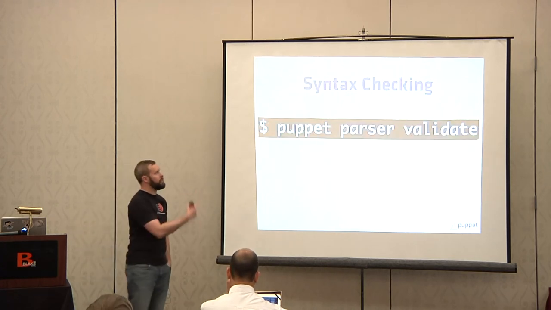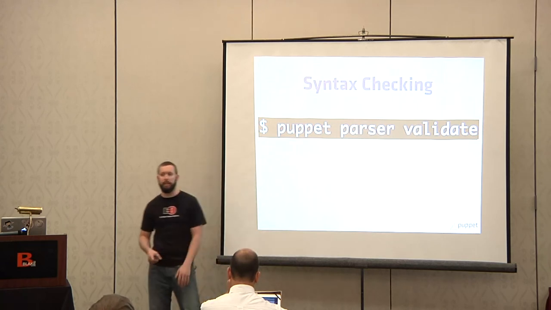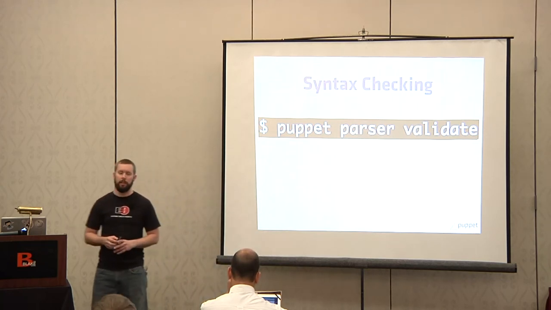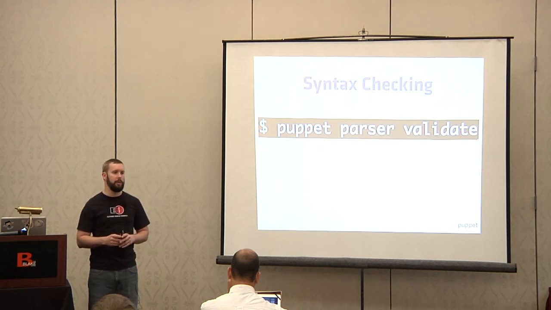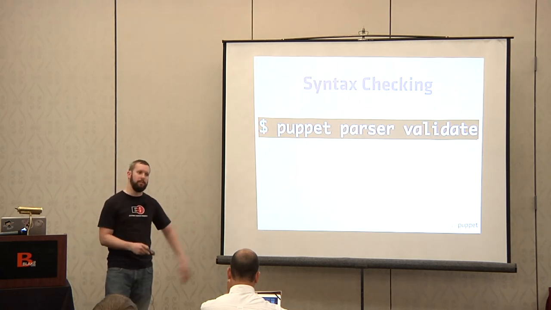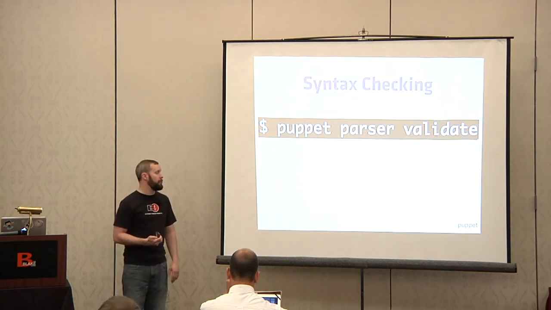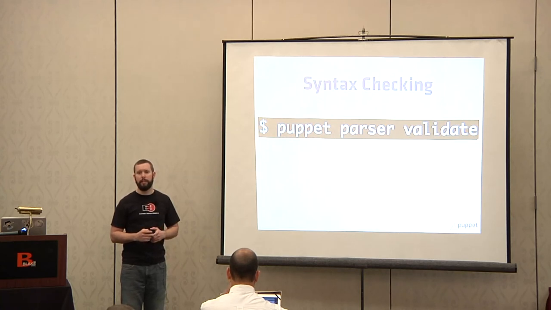With Puppet, you can do syntax checking. You can use puppet parser validate to validate the syntax. I recommend putting this in a pre-commit hook. It's really easy to write bad code, but let's not even accept it into version control if it's not going to parse. So you can set up a pre-commit hook and do this. There's also puppet-lint, and I would check that out. Puppet-lint ensures that the code complies with our style guide.